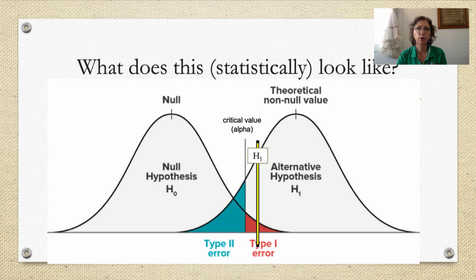Now, what if the test estimate does not exceed the critical value? What if it occurs over here in the blue area? Well, then we would fail to reject the null. We would retain the null. But what if in reality, in the real population, the effect really was there and it really was true? It's just we missed identifying it in our sample. That would be a type 2 error.